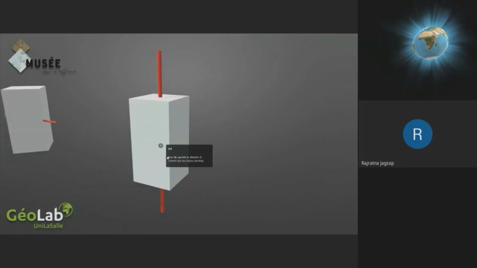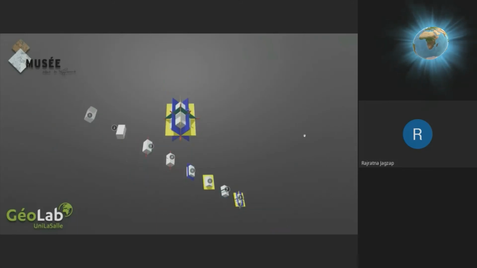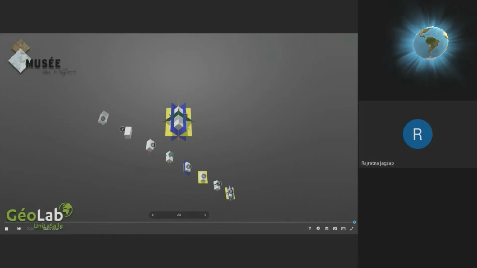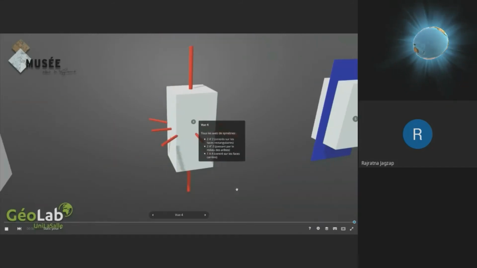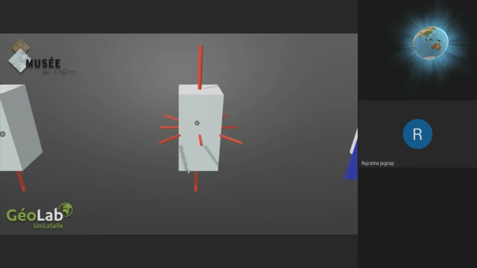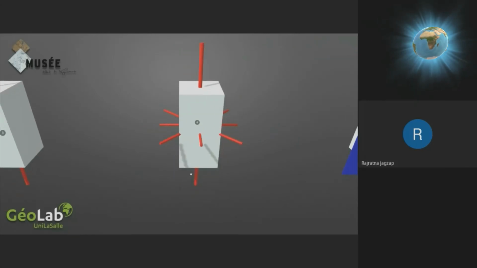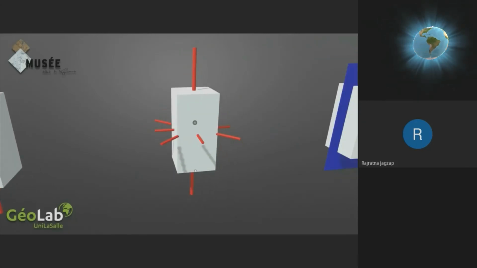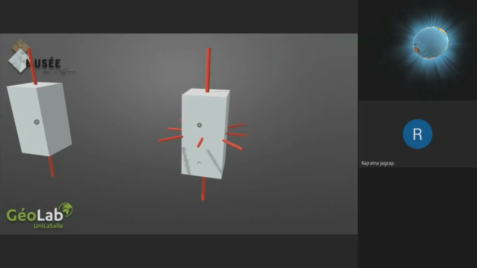What is this model showing? The vertical axis, which is going from the top face center to the bottom face center. What is this model showing? Top to bottom is the C axis, front to back is the A1 axis, right to left is the A2 axis. These are two diagonal axes.